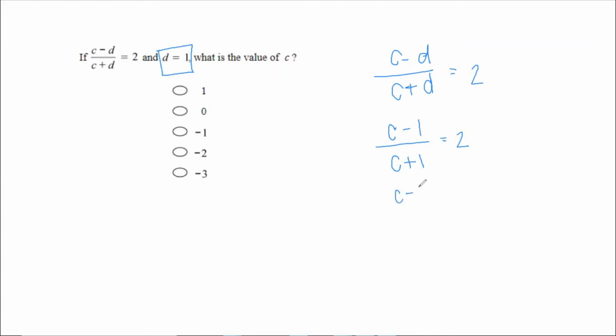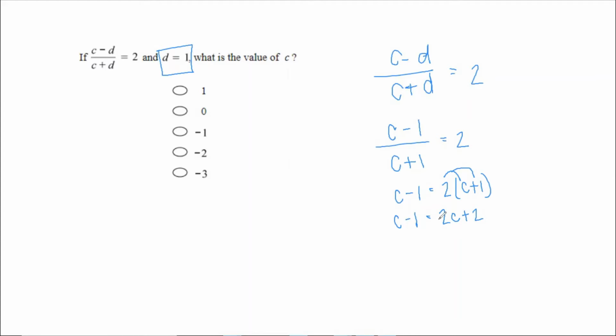So C minus 1 equals 2 multiplied, because we're going to bring this denominator up to the right-hand side, (C plus 1). All right, so then we're going to simplify further. C minus 1 equals 2C plus 2, because we're going to spread that 2 to the first and the second. Now we're going to simplify further.